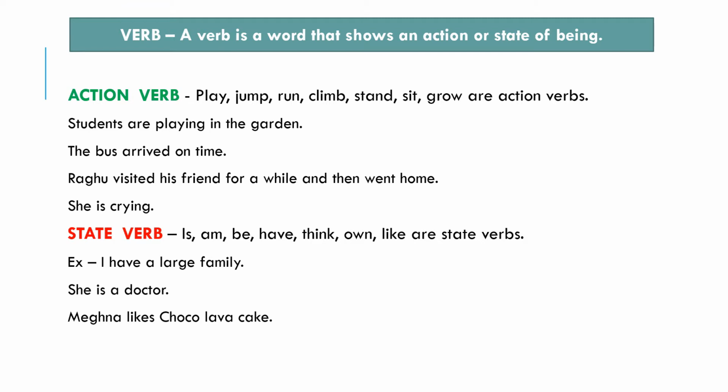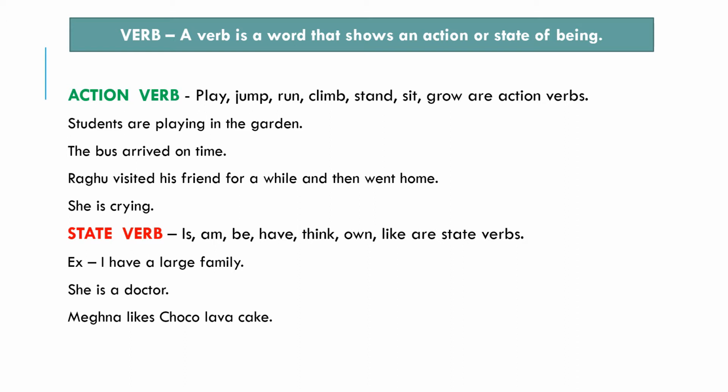It tells us two things about the subject: an action or an activity performed by the subject, or a state of being of the subject. In other words, we can say state or situation of the subject. So first, what is the difference between the two? The difference is that action verbs express physical activities or processes. For example, play, jump, run, climb, stand, sit, grow. So all of these show us physical activity or process.